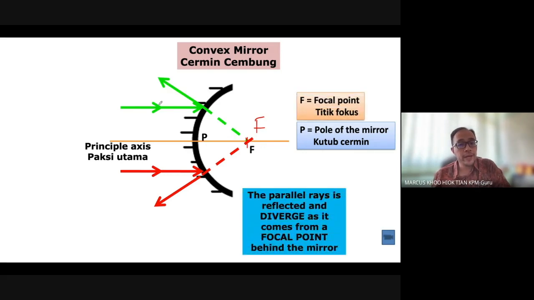So the parallel rays are reflected and diverge. They can spread out, as if they come from a focal point behind the mirror. Actually, if you have time, I would suggest that you compare how the explanations are done. Compare the concave mirror and the convex lens, and then the concave lens and the convex mirror. Look at this explanation. It's pretty much the same, actually. It's just that instead of reflecting, kalau mirror they reflect, kalau lens kan dia akan refract.